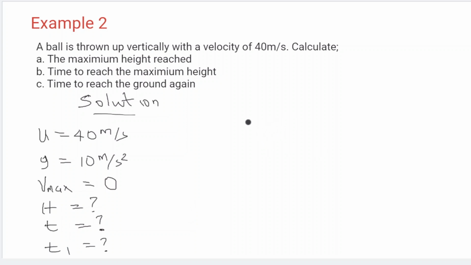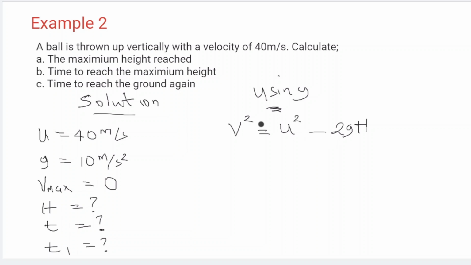Okay, now for the first part, the maximum height reached, we're going to use a formula that will have U, G, V, and H. So if you check our formula list, you're going to find out that the best formula we can use to find the A part of the question will be V square equals U square minus 2GH. Okay, just check. Now we're using minus because the ball is going against the gravity, so G will be minus. So that's why we have minus in our formula.